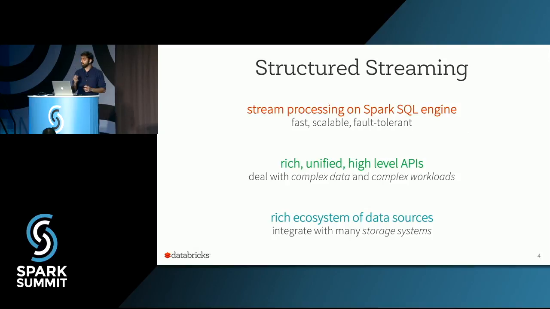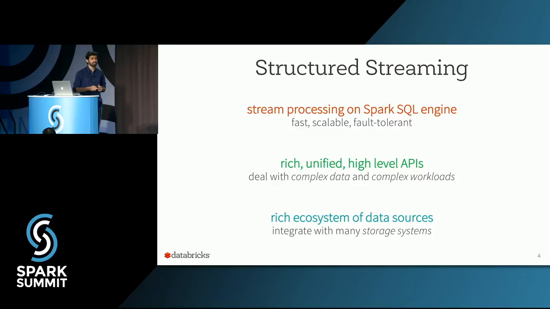So structured streaming was designed to solve all of these complexities. In a single slide, what it is essentially is a stream processing engine built on top of our Spark SQL engine, which makes it fast, scalable, and fault tolerant. It provides rich, unified, high-level APIs to deal with the complex data and the complex workloads. We will elaborate on that in the rest of my presentation. And Spark automatically comes with a very rich and growing ecosystem of data sources, which allows you to integrate your streaming applications with a growing number of storage systems, both batch and streaming.